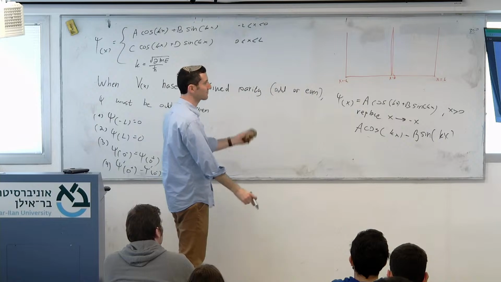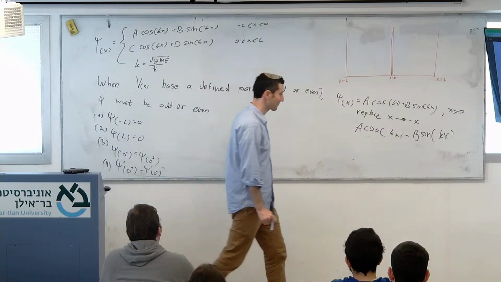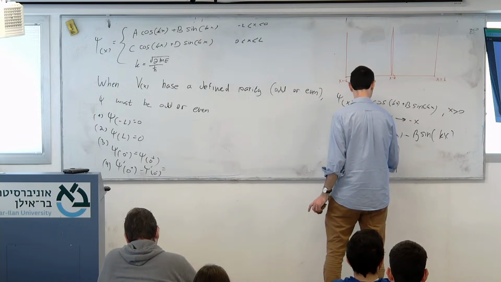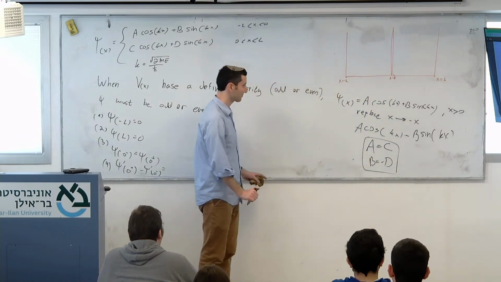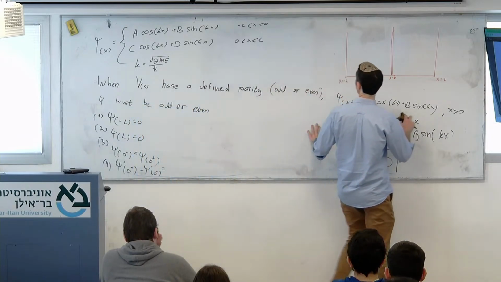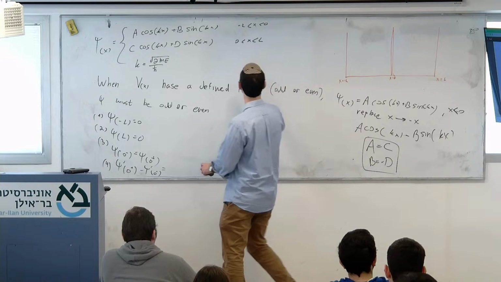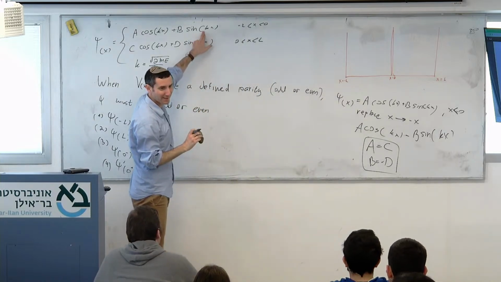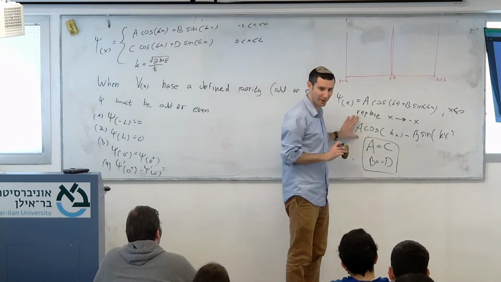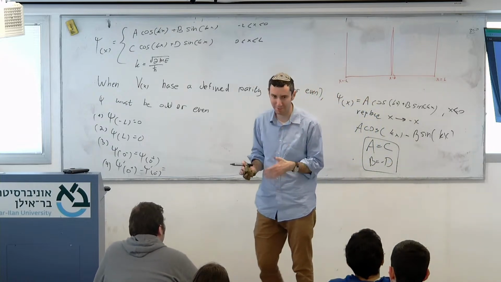I made a mistake. Whatever, you get the point. A is C and B is minus D. It's okay, actually it is okay. All I need to do is this. Now I'm good. I took this thing, and then I flipped x with minus x. I'm supposed to get C cosine plus D sine. C cosine, so A is C. I'm supposed to get plus D sine. I got a minus B sine. So D must equal minus B.